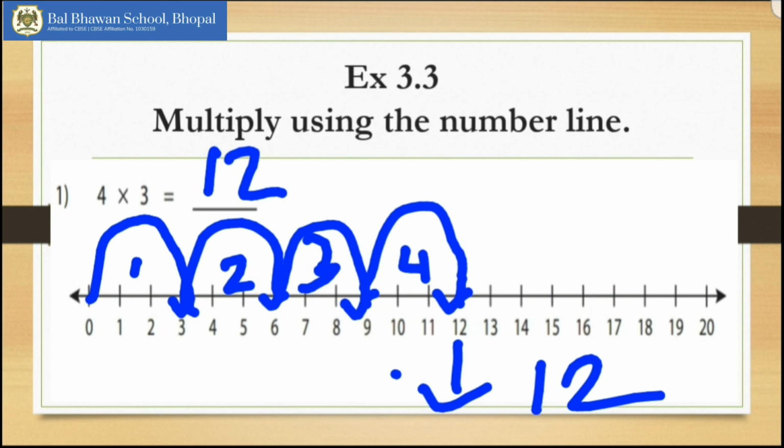So this way, children, you have to multiply, and you can find out the answer by using the number line. So I hope this is also clear to you all, how you can multiply using this number line.